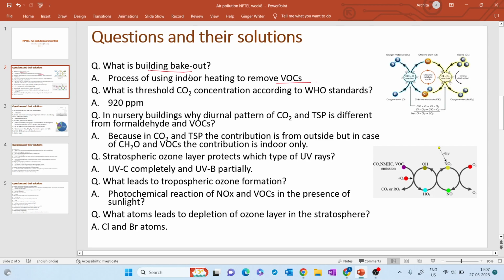Another point: we know that the World Health Organization has defined certain threshold limits for different pollutants in the atmosphere, for example CO2, methane, VOCs, etc. CO2 being the most prevalent pollutant, the threshold limit designed by WHO is 920 ppm. So if in the indoor environment the concentration of CO2 increases beyond 920 ppm, then we can consider that environment as polluted.